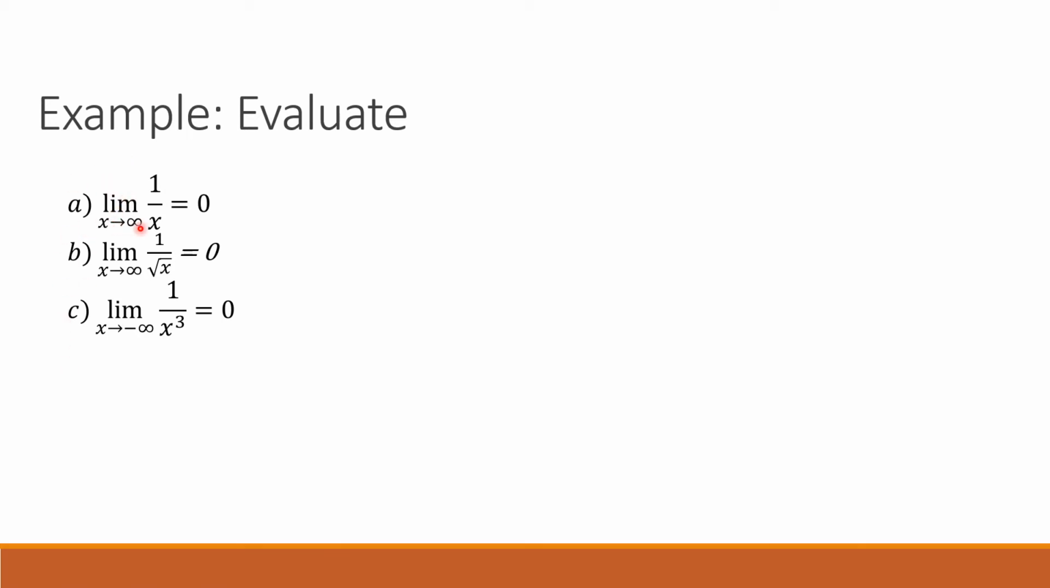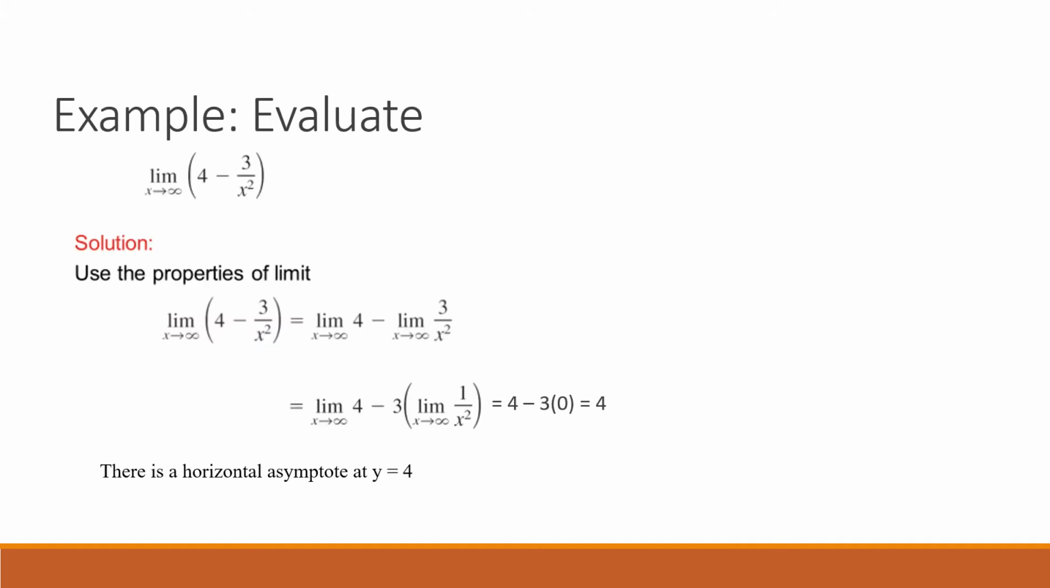Limit as x approaches infinity of 1 over x, 0. Limit as x approaches infinity of 1 over square root of x. Well, the square root of infinity is still infinity, so 0. Limit as x approaches negative infinity of 1 over x cubed, so 1 over negative infinity cubed, which is still negative infinity, so 0.